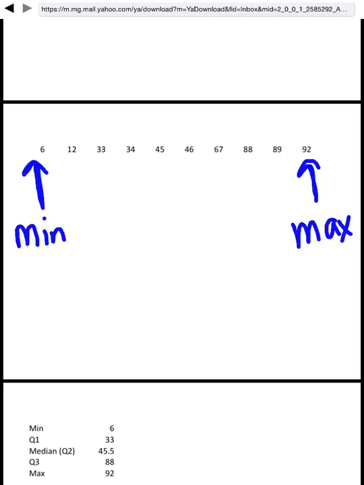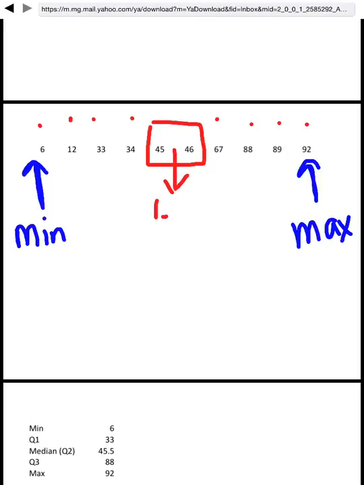Okay, so we are going to find Q2 by pairing. So for example, I'm going to pair 6 with 92, and then 12 with 89, 33 with 88, 34 with 67. Now I can see that I have two middle numbers. I cannot have both 45 and 46 be Q2. I need only one middle number. So when you have two middle numbers, you need to take the average.